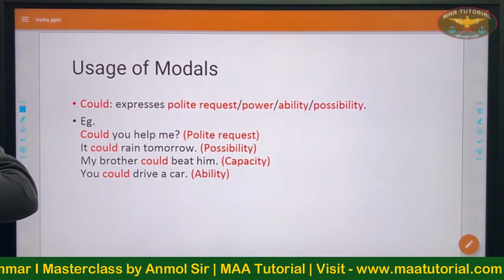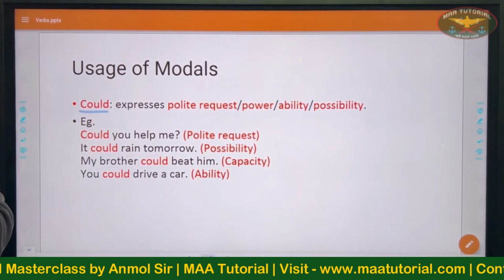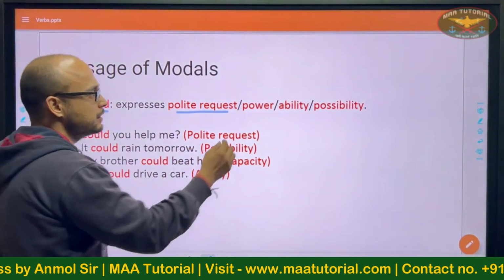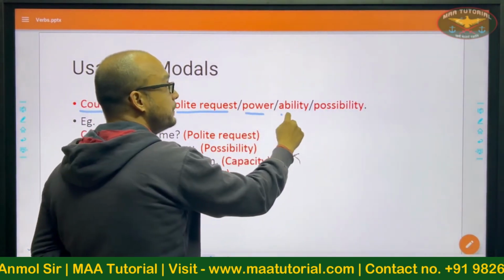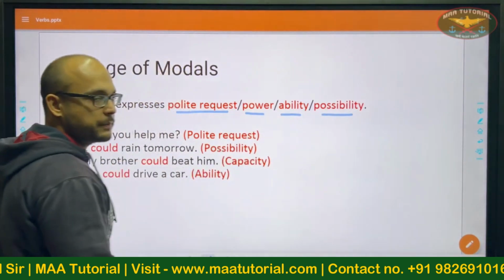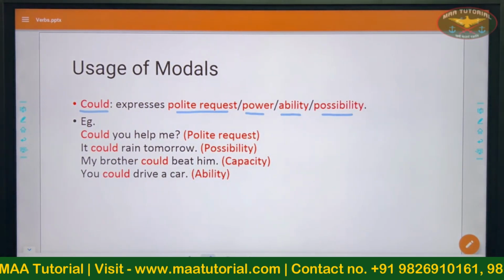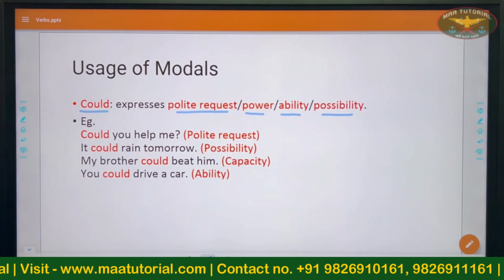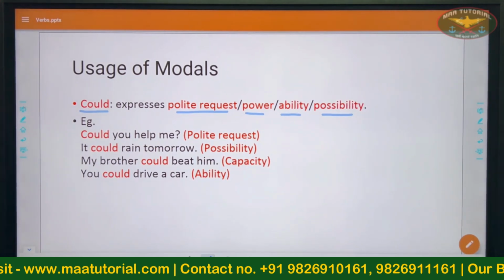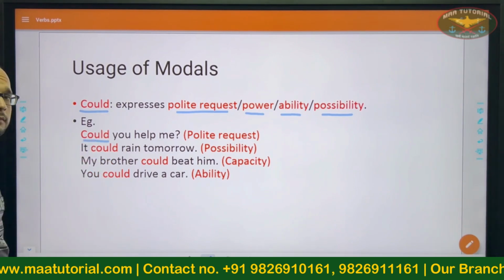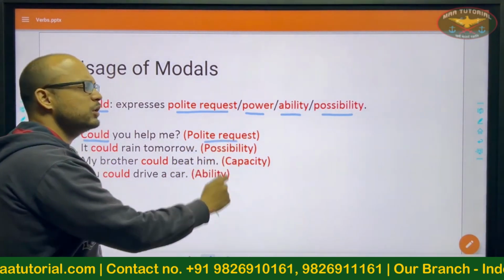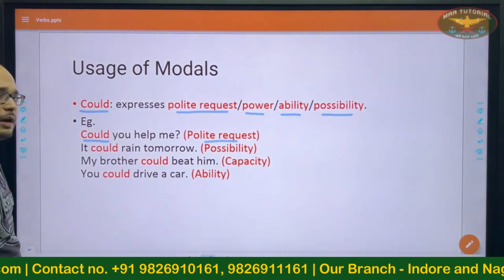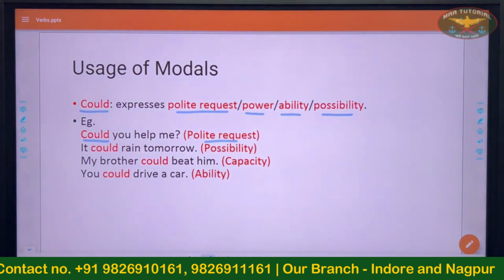Our second modal, could. Now could expresses a polite request, power, ability or possibility of something. Example, could you help me? It's a polite request. Could you help me please? So help here is the primary verb which it is supporting. Could is the modal verb for it.